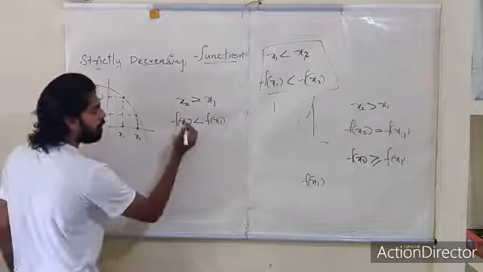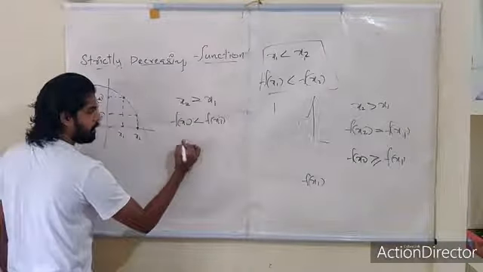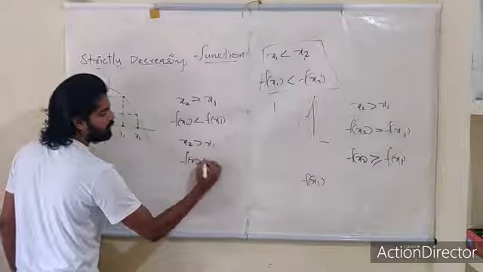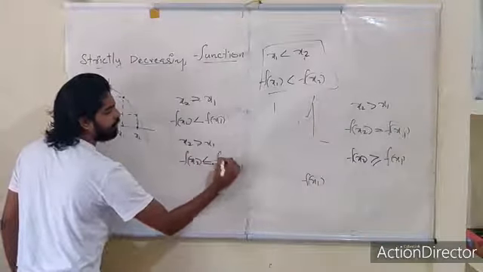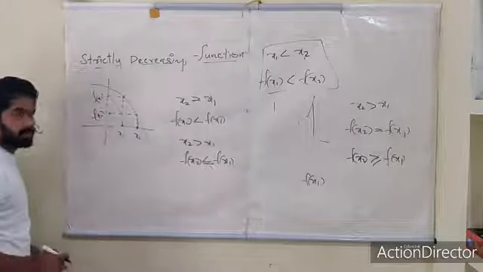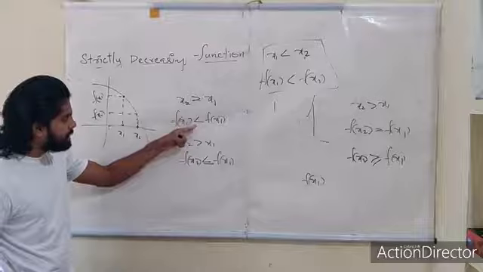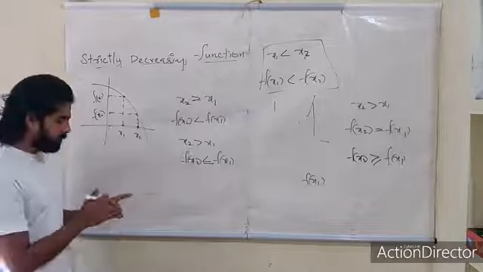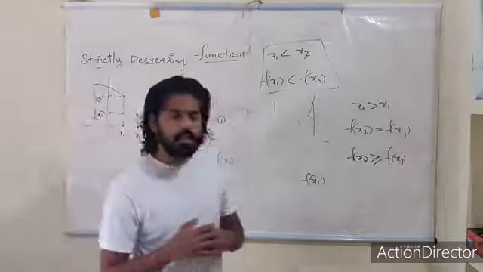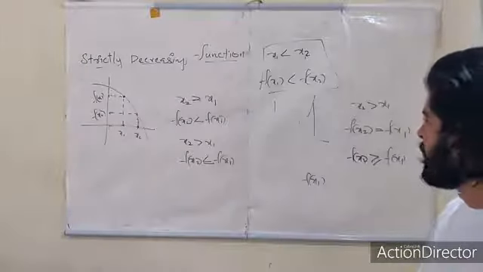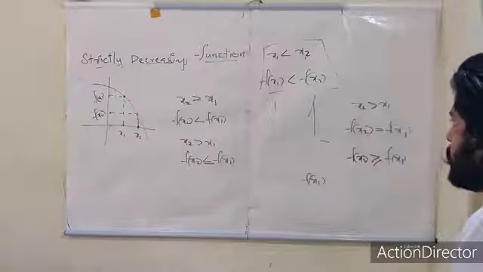Or if x2 is greater than x1 and f of x2 is less than or equal to f of x1, this is for a decreasing function. Sorry, the earlier one is for strictly decreasing. Right. So these are all the things about strictly increasing function, increasing function, strictly decreasing function, and decreasing function.